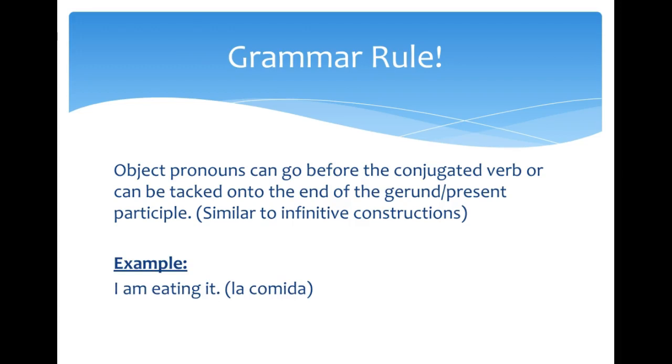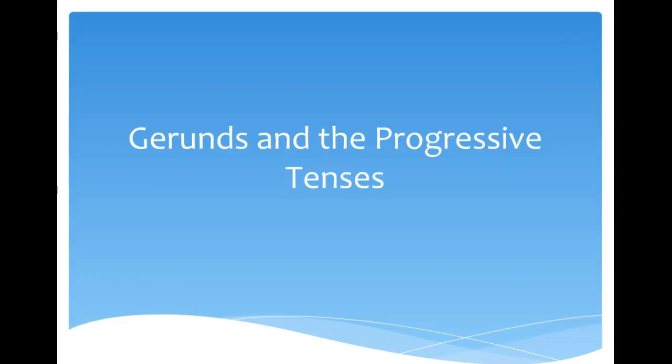I am eating it. If it is referring to la comida, which is singular and feminine, our direct object pronoun would be la, and I can put it before the conjugated verb, as in yo la estoy comiendo, or I can do the smash and attach where I add it to the end of my gerund, and then I get yo estoy comiéndola. Either way is correct. You just have to pick your personal preference and make sure you don't put your object pronoun in both places. It has to be one or the other, just like you learned with infinitive constructions.